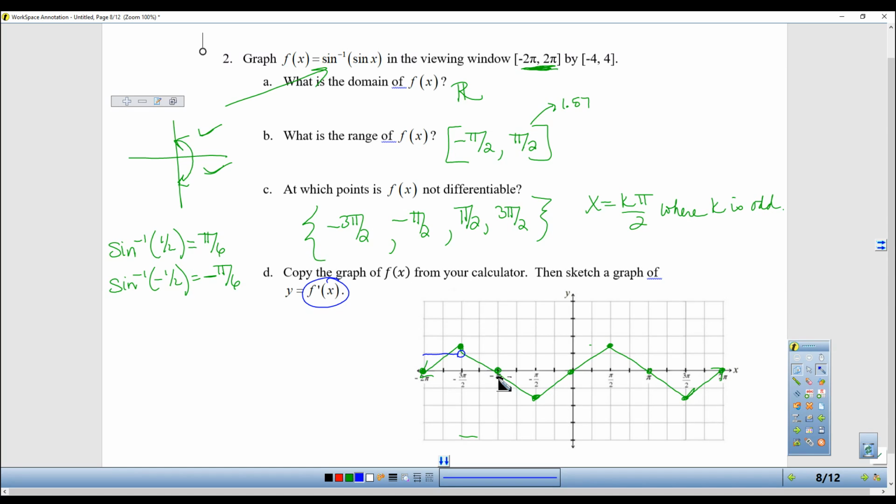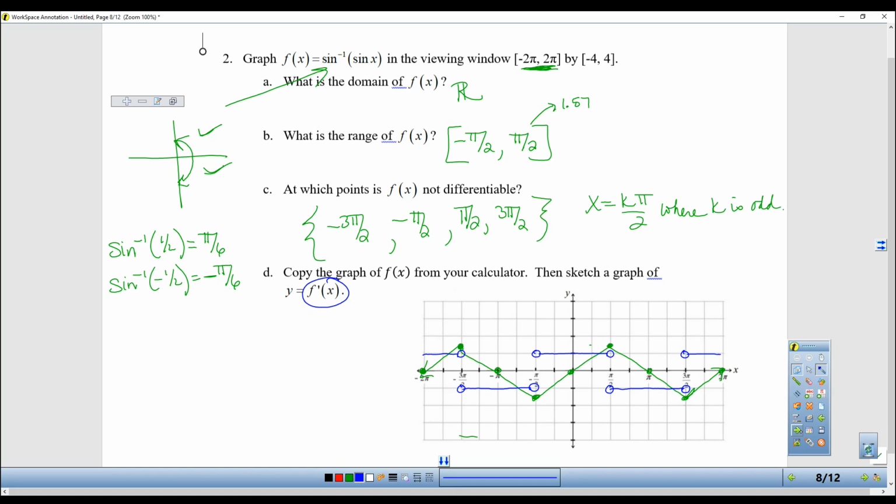And then for this whole section, the slope is -1. So from here all the way over to here, the slope is -1. And now through this whole section, the slope is 1. It's cool, right? And then from pi halves all the way over to 3 pi halves, the slope is -1. So if you do this on your graphing calculator, then it'll overlap them and it'll look just like this, which is really cool. Okay?